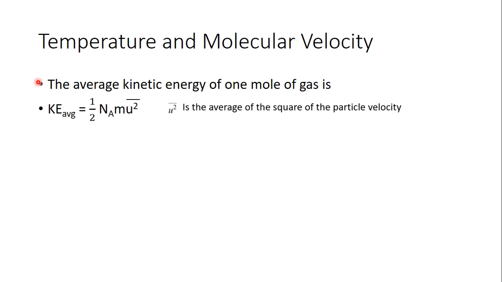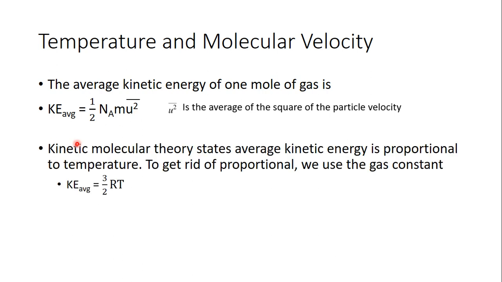So let's talk about temperature and velocity now. For kinetic energy of 1 mole of gas, on average, it's 1/2 the molar mass times this mu squared, which is the square of the particle velocity. Now, we said in kinetic molecular theory that the average kinetic energy of a gas is proportional to temperature. The higher the energy, the higher the temperature. We don't want that proportional because we can't really use it. So we have to use the gas constant instead. And we'll say kinetic energy on average equals 3/2 RT. Don't worry about where that 3/2 comes from.